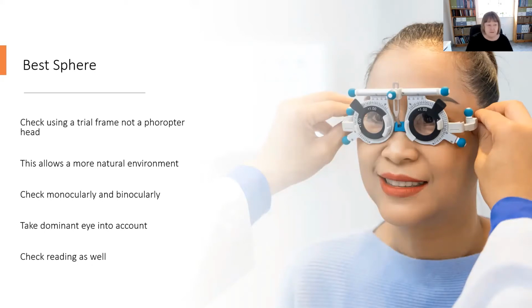Okay, so establishing best sphere. Again, use your trial frame, put your phoropter head to one side. You want a natural visual experience. Put up the calculated best sphere, and I'll show you more about that in a moment. Then check that out for each eye and binocularly for distance and reading. It's important you spend time doing that now, rather than trying to do this when you've got different types of optics in the contact lens in the eye. Do it first, understand what makes your patient comfortable.